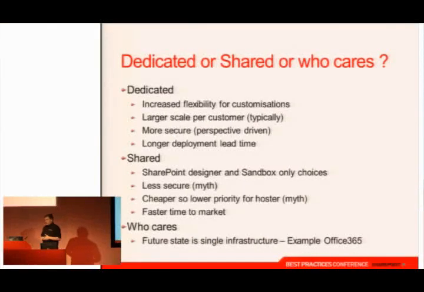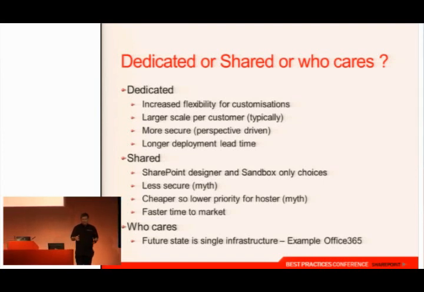So thinking about dedicated, shared, or who cares, dedicated gives us a few options, such as increased flexibility for customizations. Obviously in a shared space, you can't go deploying a farm-level customization that's only going to be applicable to one customer, because you don't want everybody to get that customization or have the option of managing those features. Obviously, there are ways within SharePoint of hiding things and making sure people can't see them. But when you start to deploy farm-level customizations, it has an impact on every person on that farm. It's not just isolated to an individual site or customer.